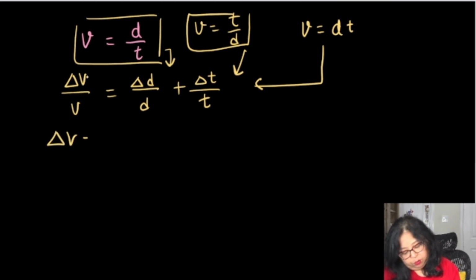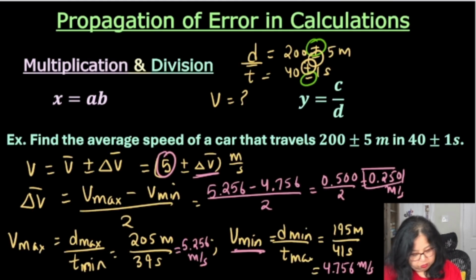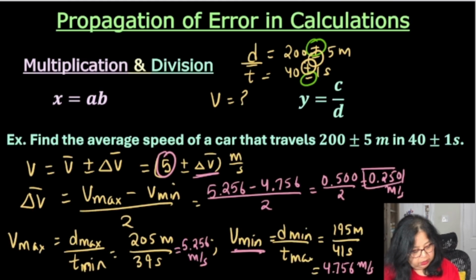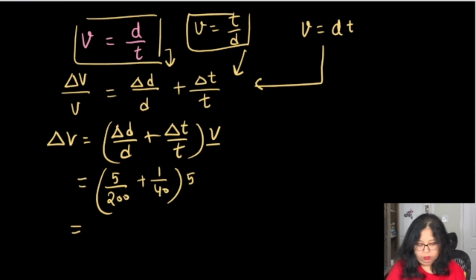Okay. Now let's see if this gives us the same answer as we got on the last slide. So delta V will be equal to delta D over D plus delta T over T times V. Okay, delta D is 5, D was 200, delta T is 1 and T was 40, and this V was equal to 5. What do I get?